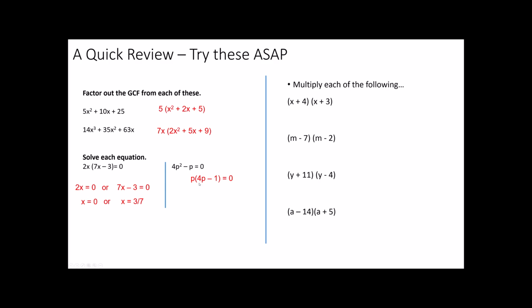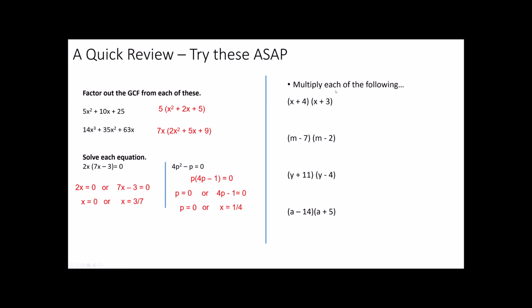Now that it's in factored form, the zero product property says either the p must be a 0 or the 4p minus 1 should be a 0. Well, this left side is already solved. P is a 0. The right side, if I were to add 1 to both sides, divide both sides by 4, I would get 1/4. So if I stuck a 0 into this equation, it would be true. If I stuck a 1/4 into this equation, it would also be true.